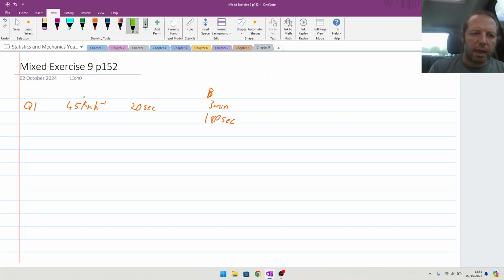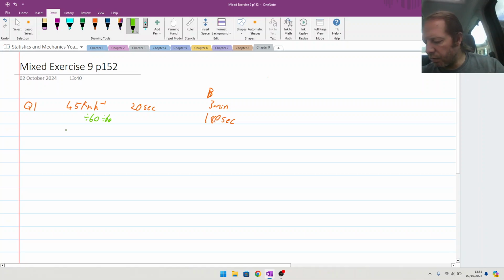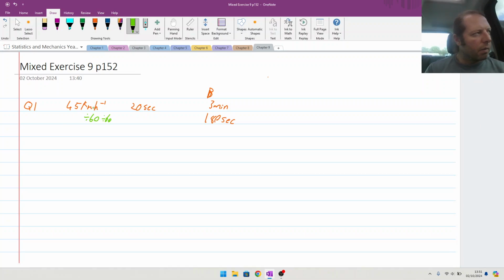So if we divide it by 60, we will have it by minutes, and then divide it by 60 again, we will have kilometers a second. Okay, and then once we've got it into kilometers a second, we will need to multiply it by 1,000 to bring it into meters a second. Okay, so 45 divided by 60 divided by 60 multiplied by 1,000, 12.5.